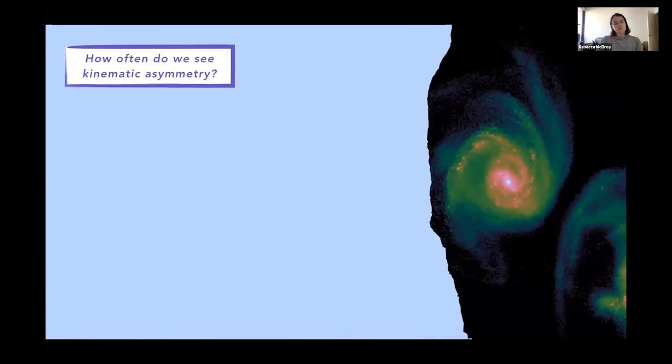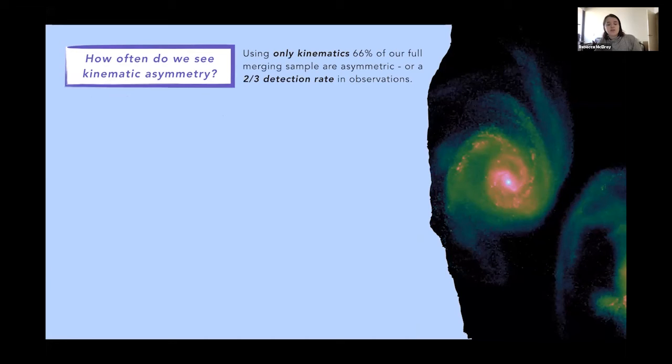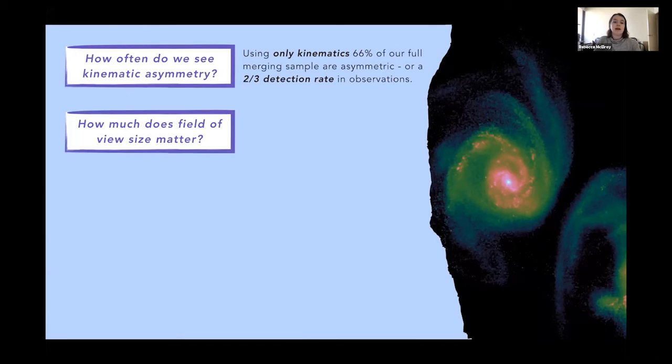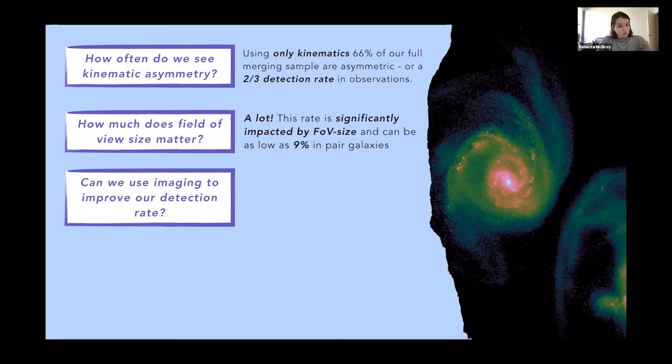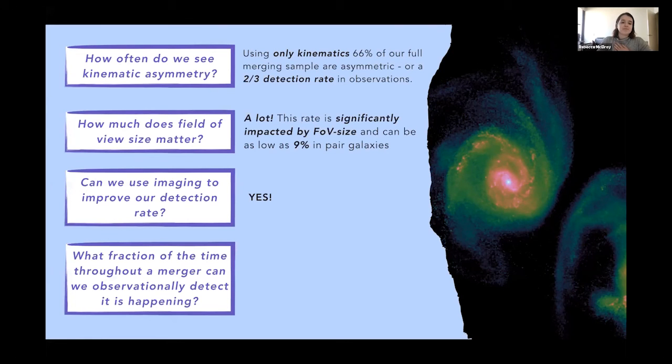So just to answer those questions that I posed in the beginning, how often do we see kinematic asymmetry? If we just use kinematics, we see 66% of our full merging sample are detectably asymmetric, which would imply a 2/3 detection rate in observations. How much does field of view size matter? Turns out a lot. This rate is significantly impacted by the field of view size, and if you're only using kinematics and a small field of view, you may detect as few as 9% of pair galaxies undergoing a merger. Can we use our imaging to improve the detection rate? The answer is yes, very much so.